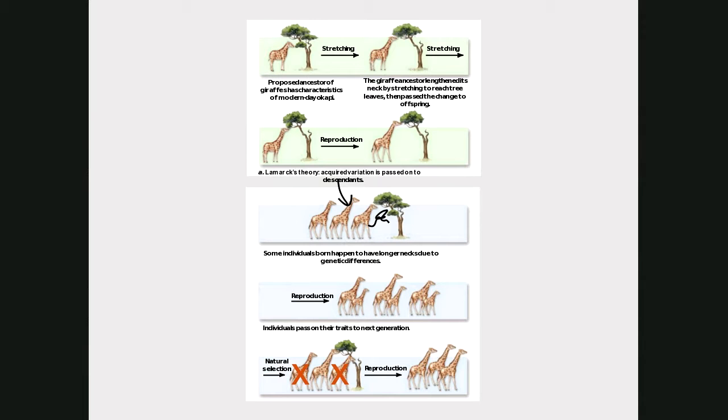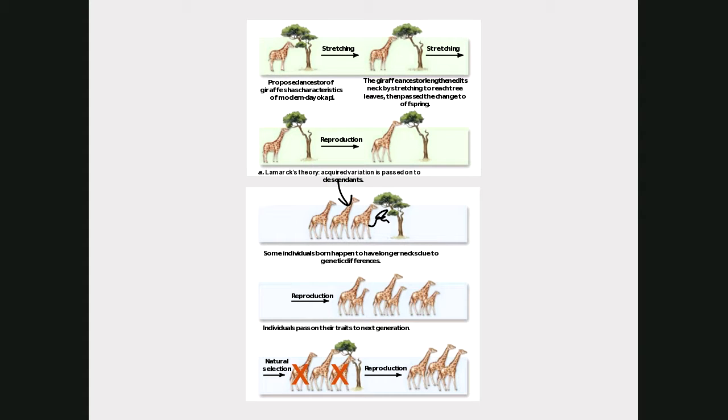The top is Lamarck. Stretching, stretching, stretching, acquired characteristics. That makes my offspring with longer necks. Let's see what Darwin's theory says. Down below is natural selection. I love this slide. Here we are. A bunch of giraffes are born. Some have long necks, some have short necks. I was going to say some have no necks, but they do, right? Some are longer necks, some are shorter necks.